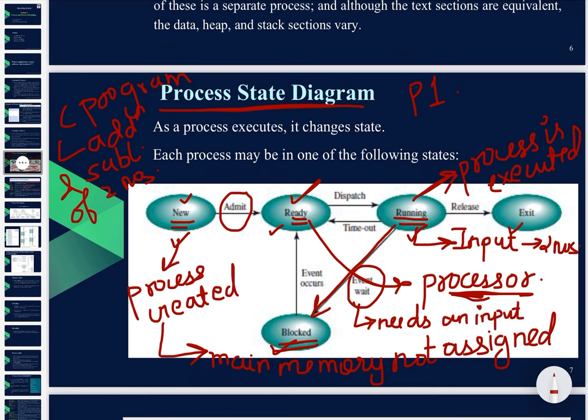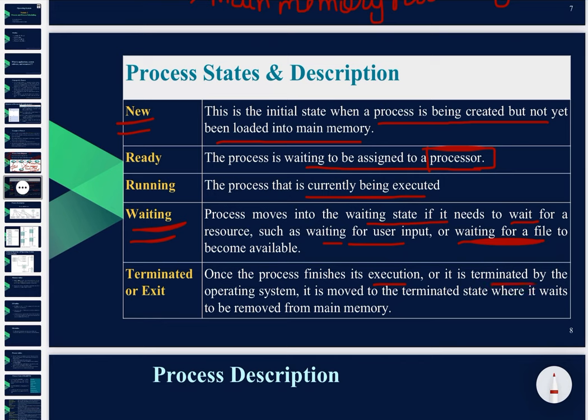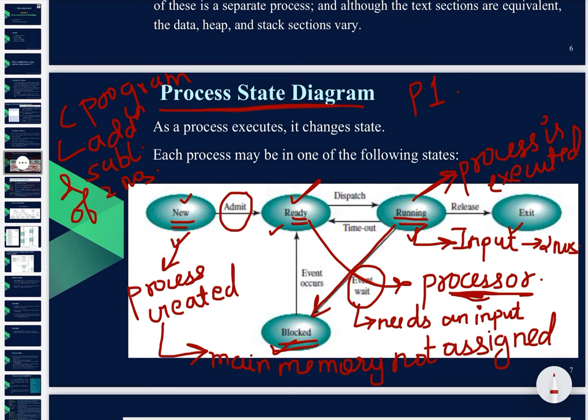Next, terminated or exit. Once the process finishes its execution or it is terminated by the operating system, it is moved to the terminated state, where it waits to be removed from the main memory. So once it gets this input, it will again go to the ready state. From the ready state, it will go to the running state again. From the running state, it will be executed and it will go to the exit state.